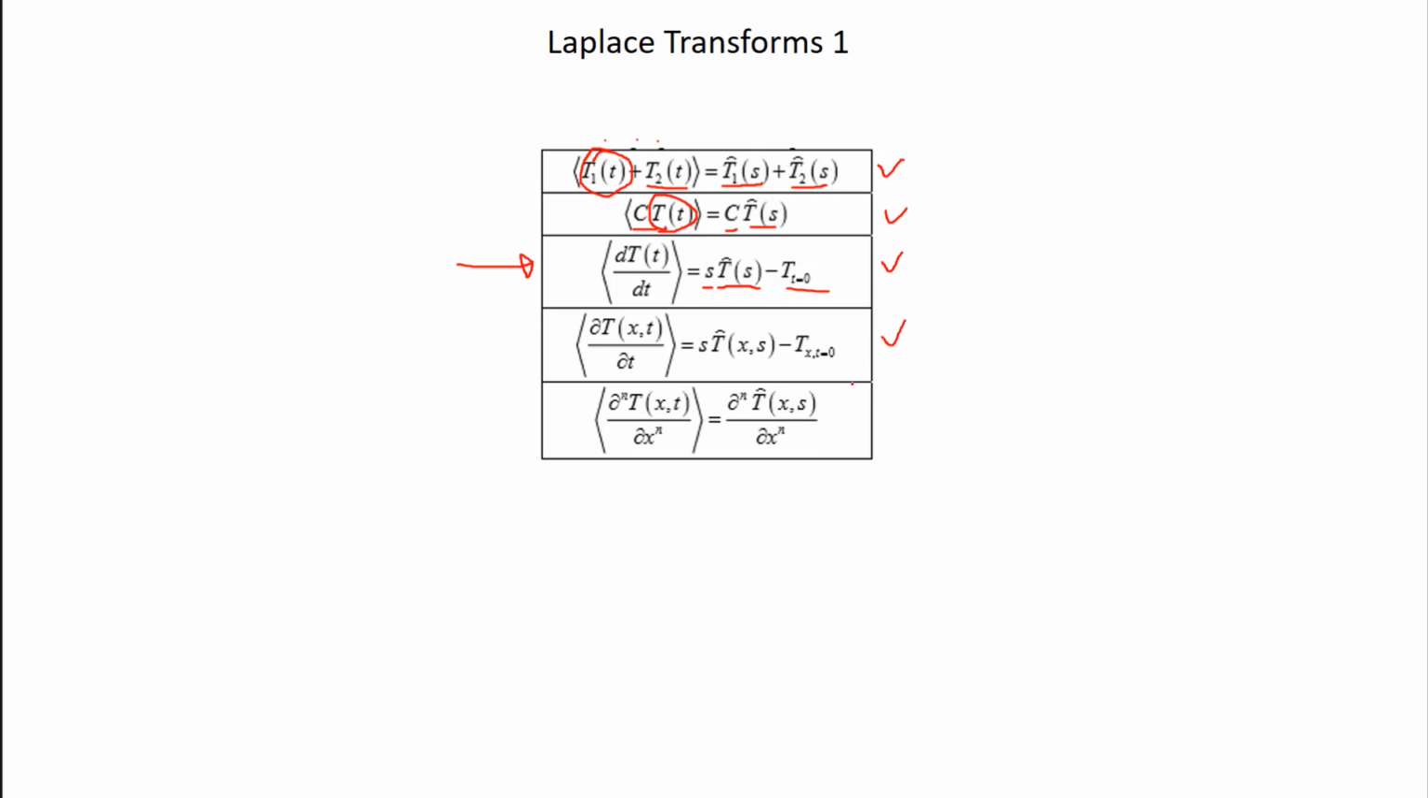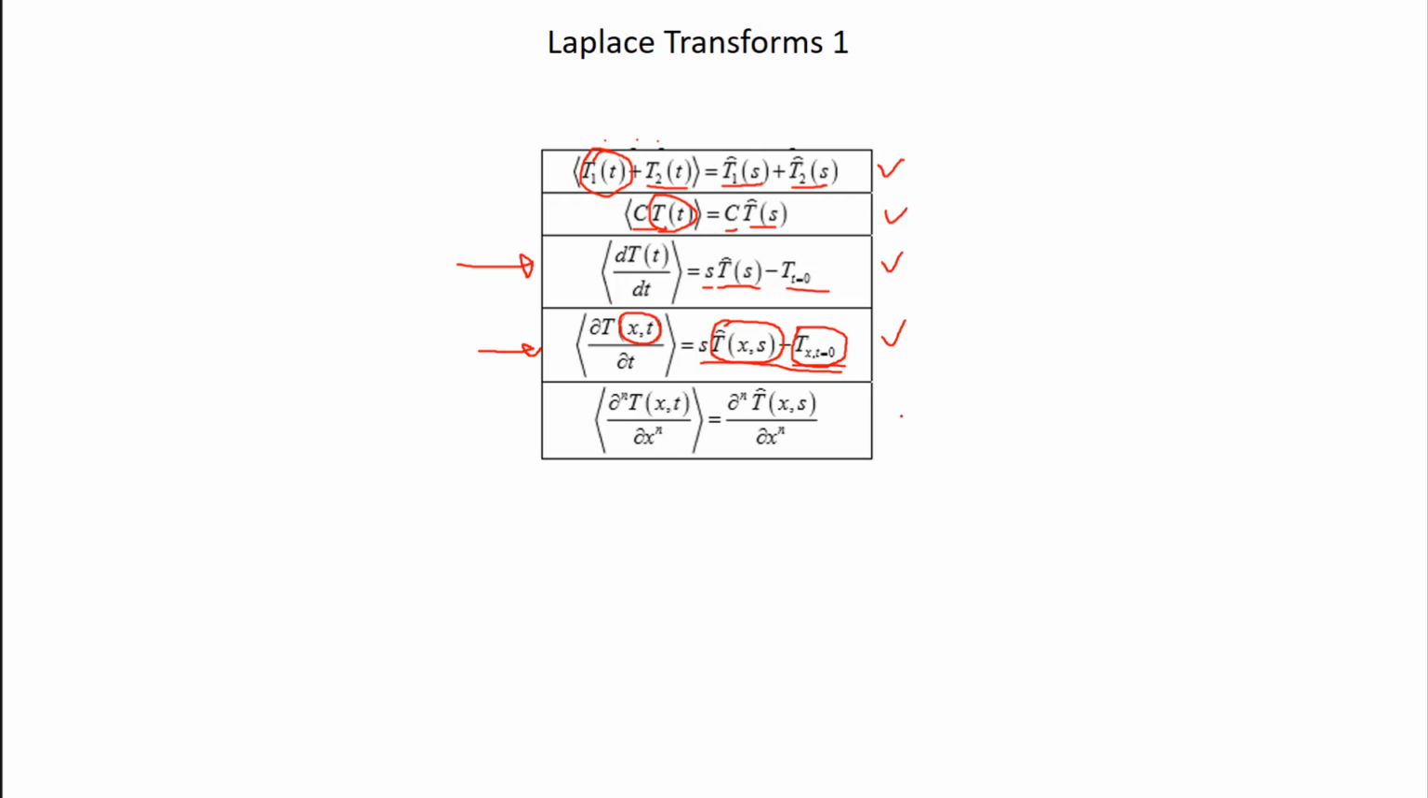This is the same thing, but now written for a function that isn't only a function of time, but maybe also a function of x. And it says that if I have a partial derivative of some function of many variables, including time, with respect to time, that too becomes algebraic in the S domain, right? But now my T hat is a function still of x, but now of s instead of time, right? And then I have the temperature at time equals 0, which itself is going to be some function of x. All right, we'll use this when we start solving one-dimensional transient problems.